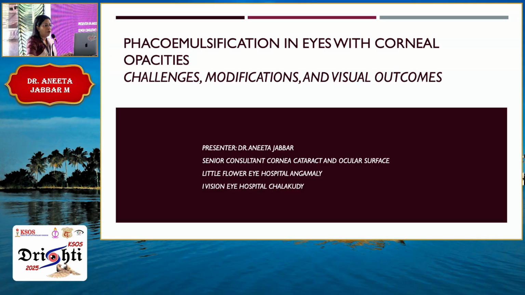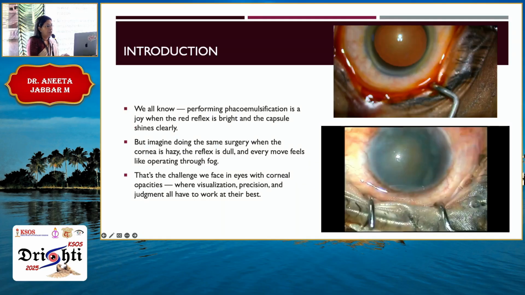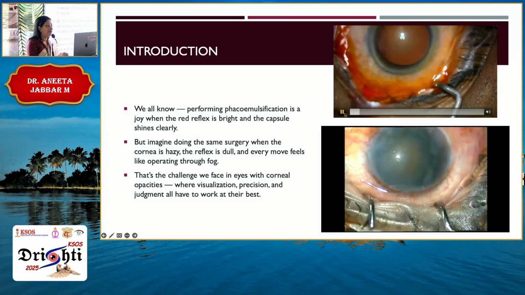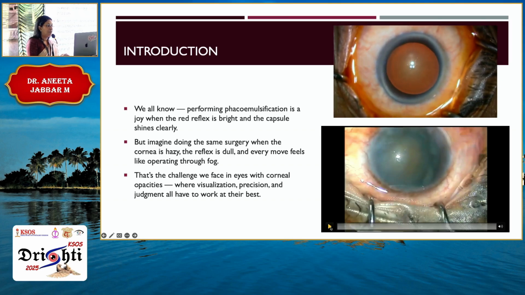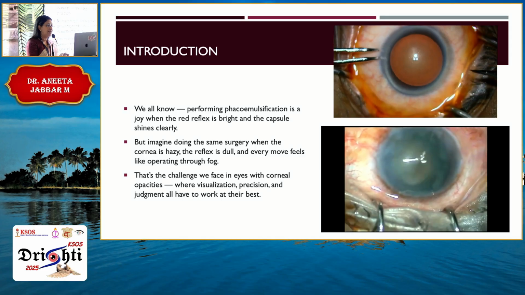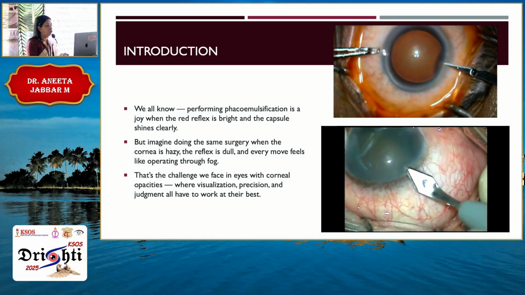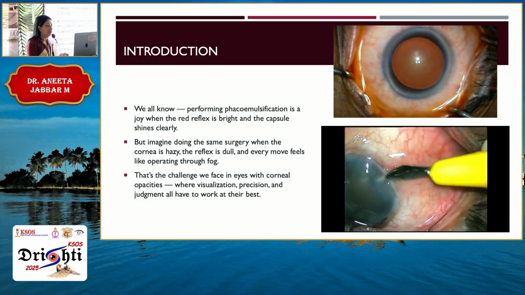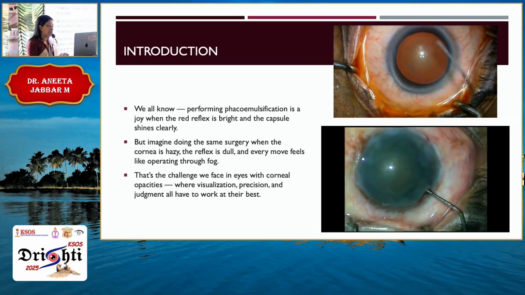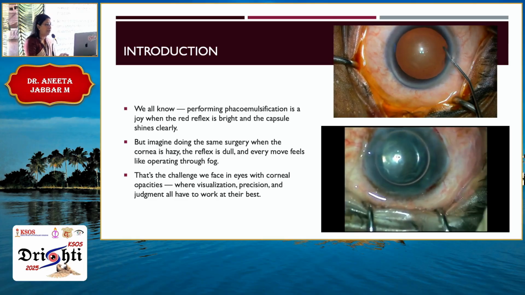That's why. Good morning. And let's start by understanding what makes these cases so challenging. So we all know that performing phacoemulsification is a joy when the red reflex is bright and the capsule shines clearly. But imagine the same surgery when the cornea is hazy, the reflex is dull, and every move feels like operating through fog. That is the challenge we face in eyes with corneal opacities, where visualization, precision, and judgment all have to work at their best.